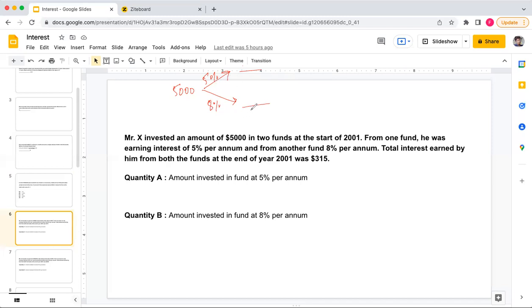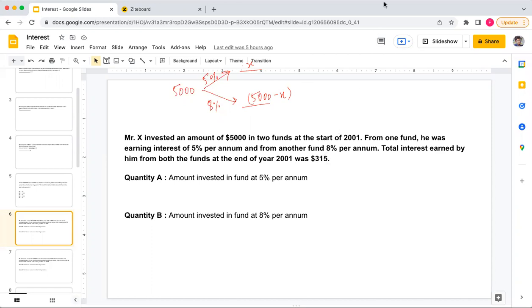For the time being, let's say he invested X amount out of 5,000 at 5% interest, and for the remaining, what will the remaining be? That will be 5,000 minus X, and he invested the remaining amount at 8% interest. The question then says that the total simple interest earned by him from both of these funds came out to be 315.